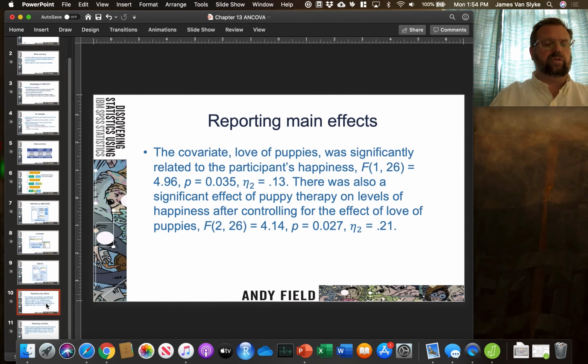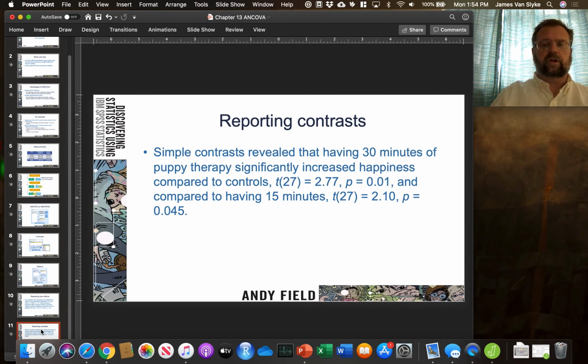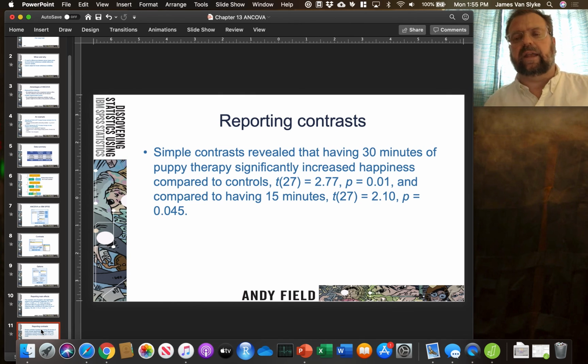And then part 2 is simply going to be reporting the contrasts. So we'll want to report what kind of contrast this was. So this is a simple contrast. So a simple contrast revealed that having 30 minutes of puppy therapy significantly increased happiness compared to controls. You can write down the T and P values, and then finally, the same when compared to having 15 minutes as well. And so we'll list T values and our P value there as well. Okay, so fairly straightforward, not much more than that.